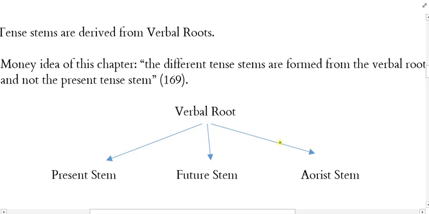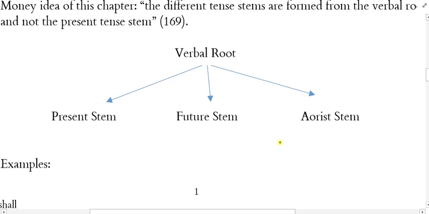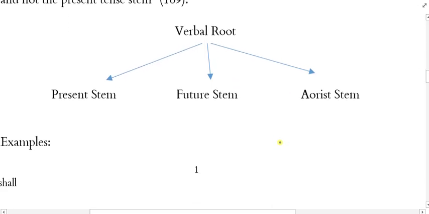Okay? So let me helpfully give you some examples. Okay? I want to start with luo just as an example. Let me just write luo next to the verb, this first little chart here.